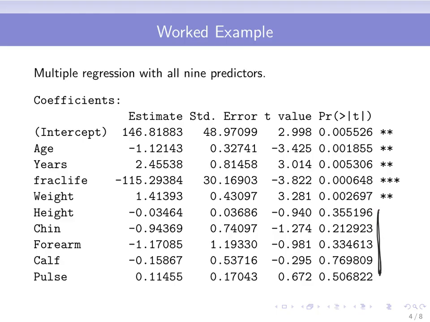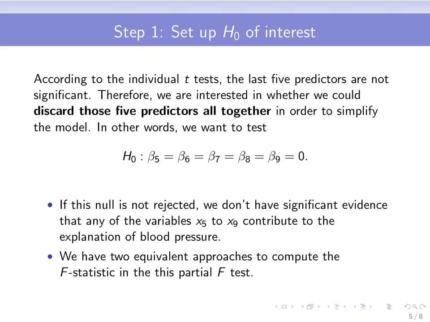This is going to be the set of predictors that are stored inside my vector beta 2, and these are the set of predictors that are my vector beta 1. The last 5 predictors are not significant, so we want to see if we can discard them altogether. In other words, we want to test whether the 5th, 6th, 7th, 8th, and 9th coefficients are all 0. All of them are inside my vector beta 2 in the formula. If the null is not rejected, then we don't have evidence that these predictors contribute to explaining the response. There are actually 2 equivalent approaches to computing the partial F-test, and I'm going to show them to you right now.